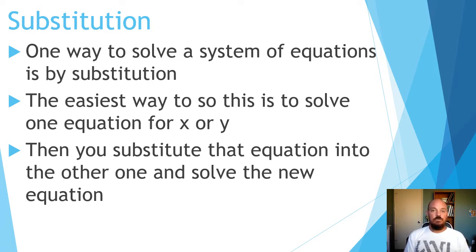Now, a good time to use substitution is if at least one of the equations is in slope-intercept form, because slope-intercept form is y equals mx plus b, so it's already in y equals form. If you take that equation part, that mx plus b part, substitute it into the other equation for its y, then what happens is you've eliminated the y and you can solve for x.